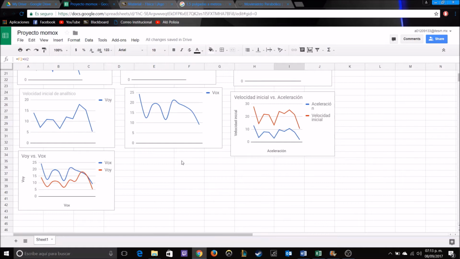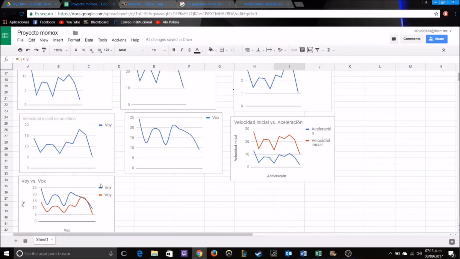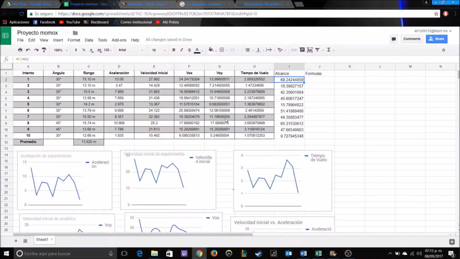Also, all the comparisons that there are between the initial velocity in x and the initial velocity in y, and I would say that that's all.